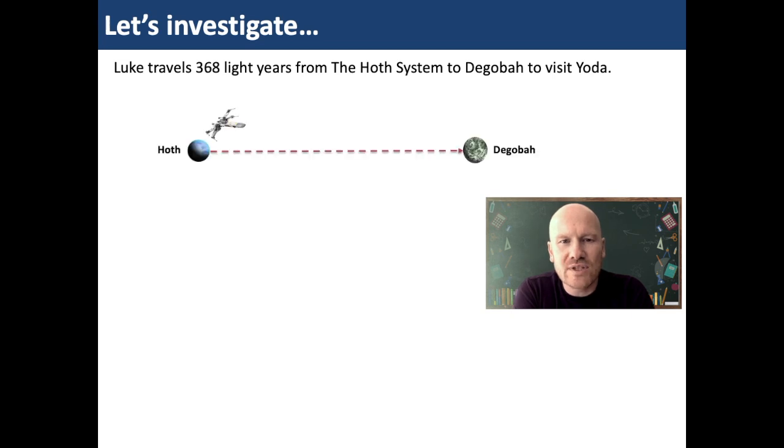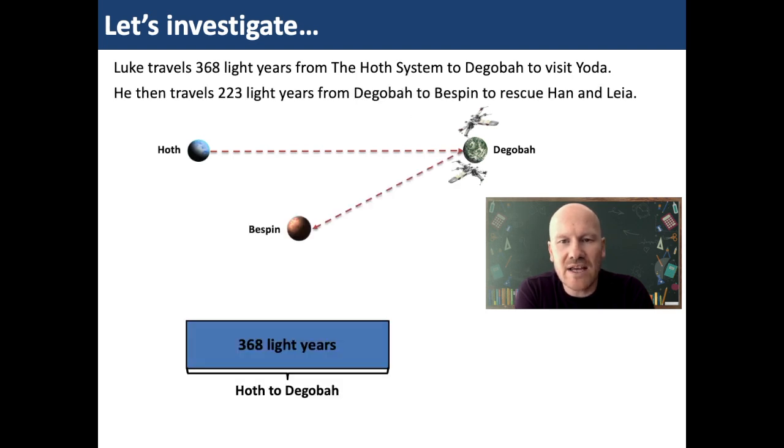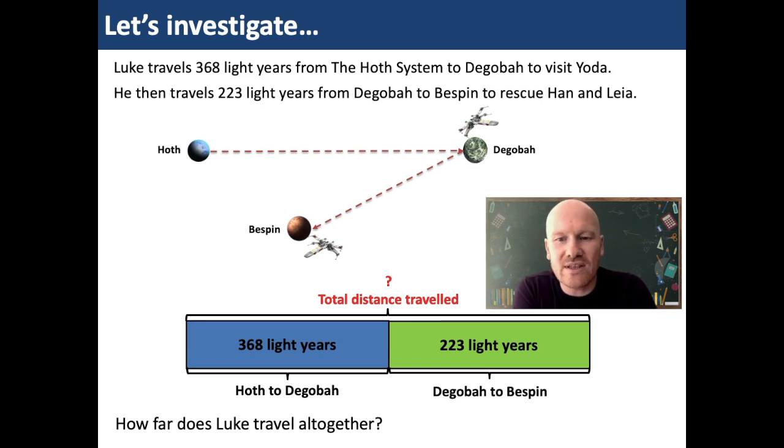Okay, so what I'd like you to do now is have a go at investigating a problem with a partner. Here we've got Luke, and he travels 368 light years from the Hoth system to Dagobah to visit Yoda. He then travels 223 light years from Dagobah to Bespin to rescue Han and Leia. And what we want to work out is, how far does Luke travel altogether? So here we've got a part-whole problem where we know the two parts, but we don't know the whole amount. The first part being the 368 light years from Hoth to Dagobah, the second part being the 223 light years from Dagobah to Bespin, and the unknown whole amount is the total distance travelled.